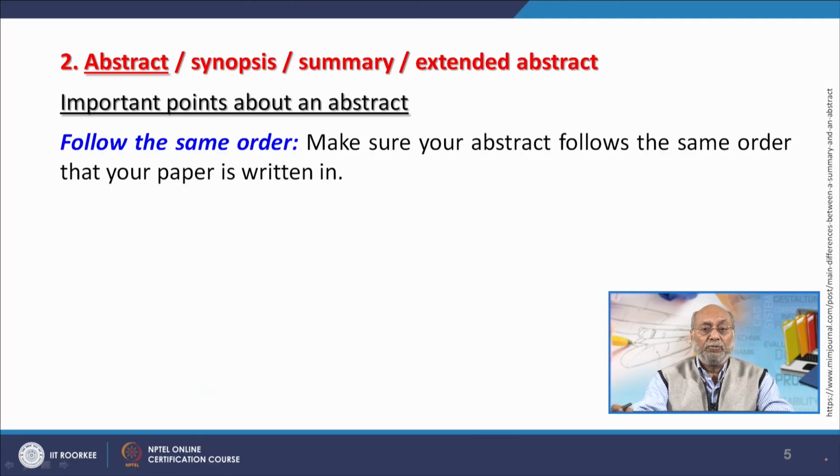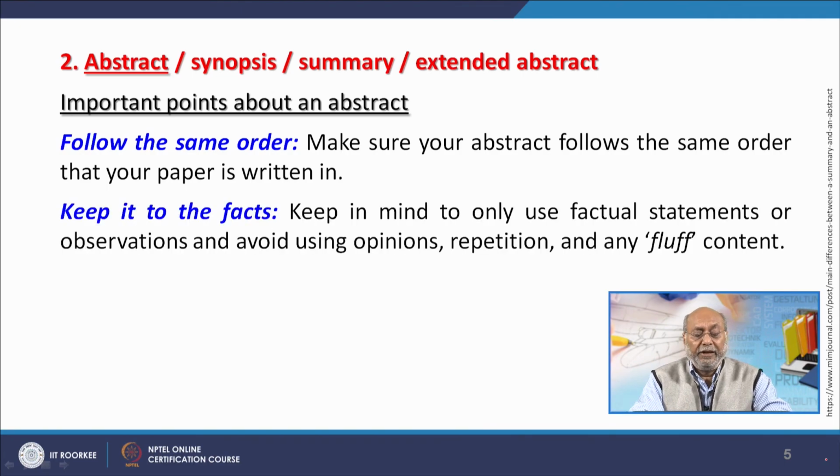Further, make sure your abstract follows the same order in which the paper is written. That means your paper will have an introduction, methods, data, and whatever algorithms or models have been used to analyze the data or data collected in the field, and all kinds of things. And then you come to results, discussion and conclusion. Therefore, the same order should be followed in the case of an abstract or summary or other things also. And one should present only facts, factual statements or observations, and completely avoid opinions, repetition or any bluff content.